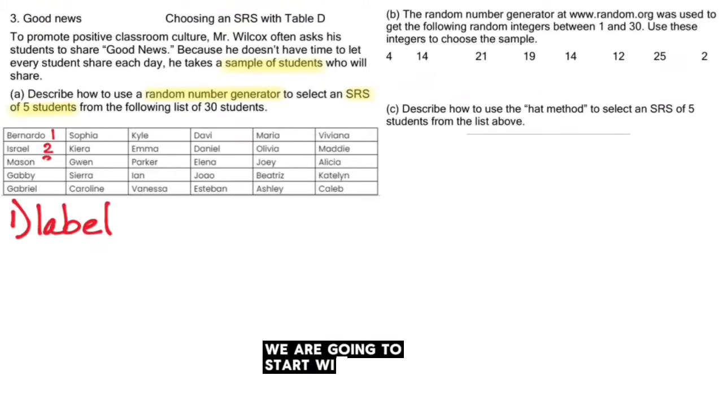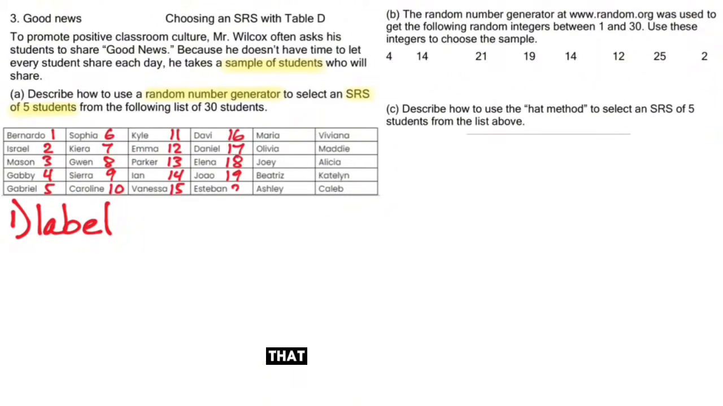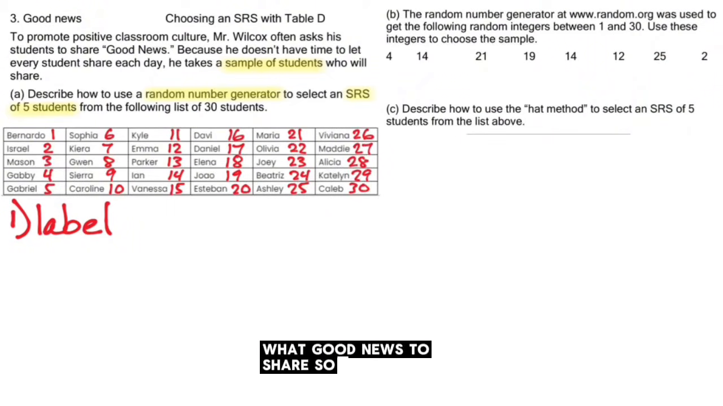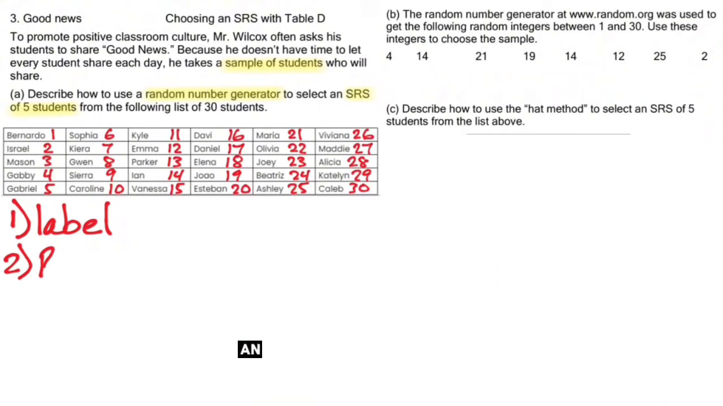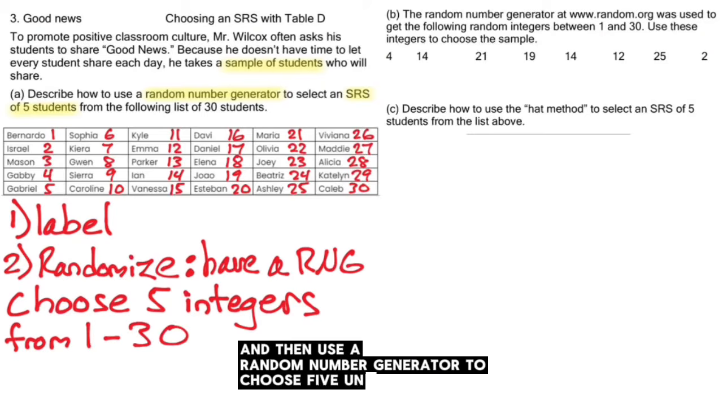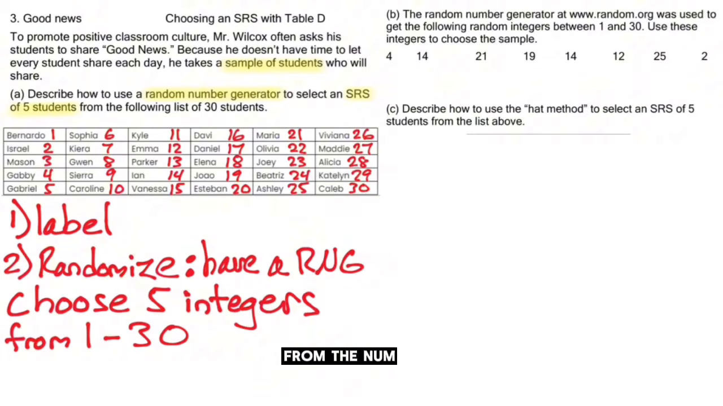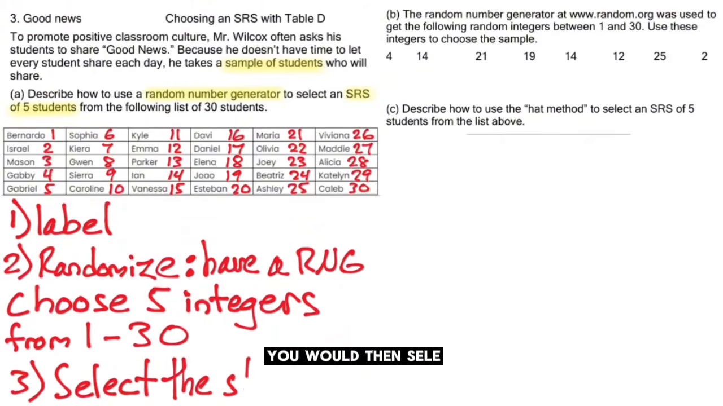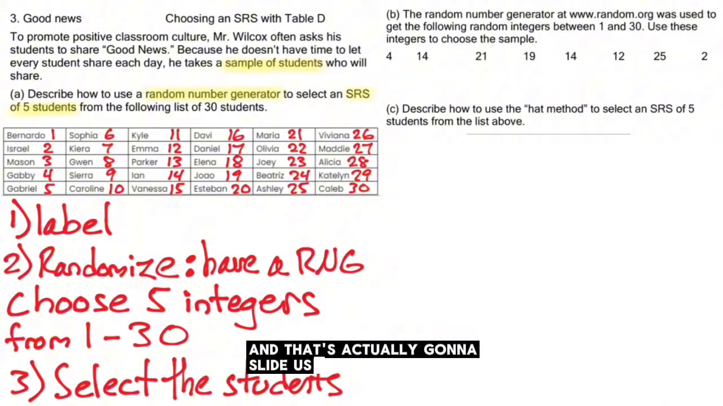We are going to start with labeling all of the individuals that we are trying to take a sample from, and there are 30 students in this class, and we can't ask all of them what good news to share, so we're going to label them 1 through 30, and then use a random number generator to choose 5 unique integers from the numbers 1 through 30. And once we have those 5 digits, you would then select the actual students who correspond to those 5 digits. And that's actually going to slide us right into part B.